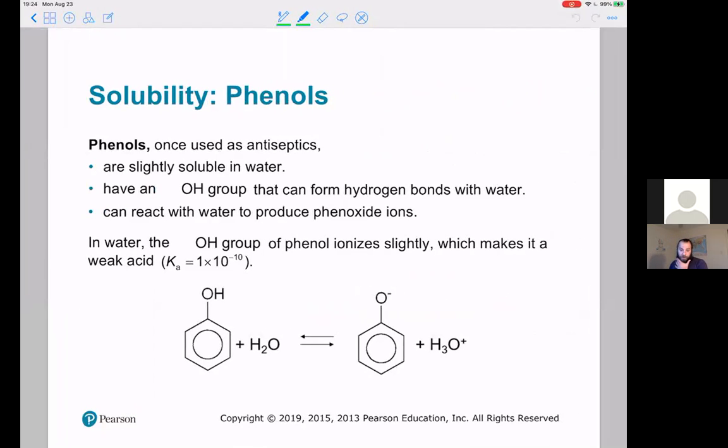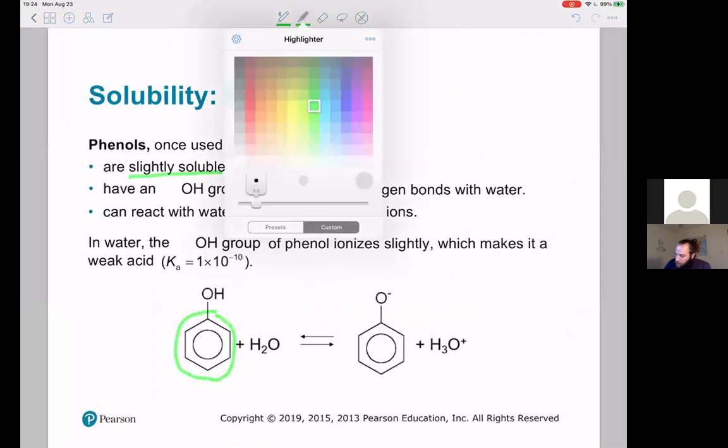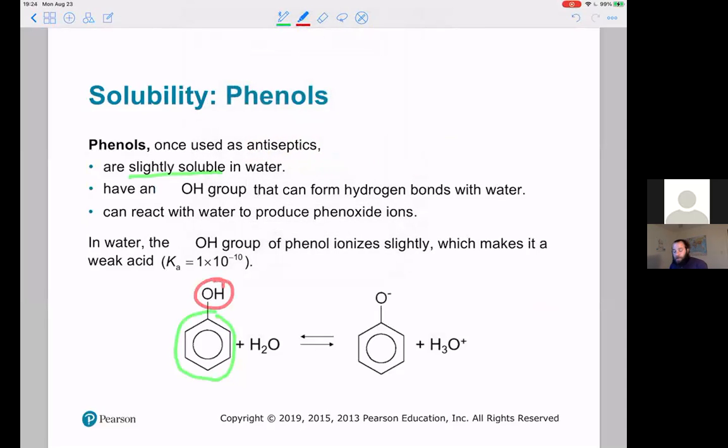Phenols. Phenols have, if you count, 6 carbons. We would think that that would be insoluble, but actually phenols are slightly soluble in water. They also have that same sort of push-pull where this portion here is non-polar, but this portion here is polar. However, phenols have another odd property that makes them very different than alcohols, and that is that the hydroxyl group on a phenol can act as an acid and donate that proton.